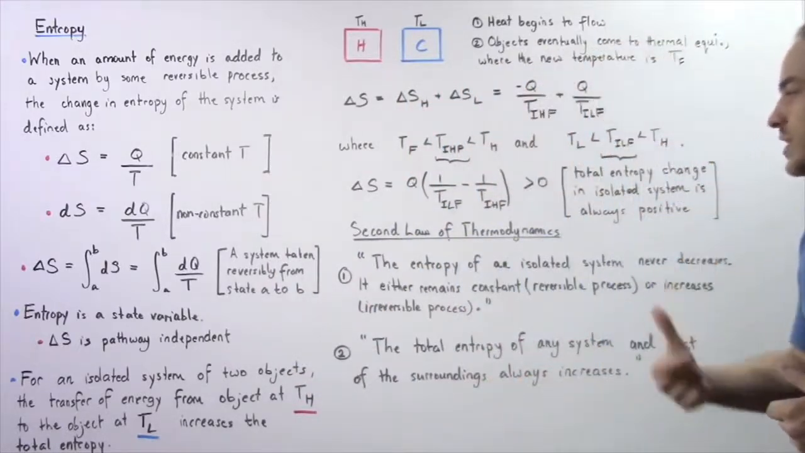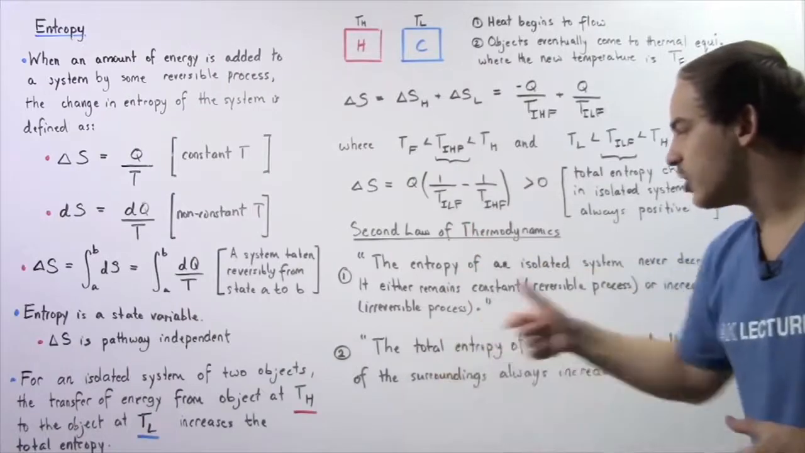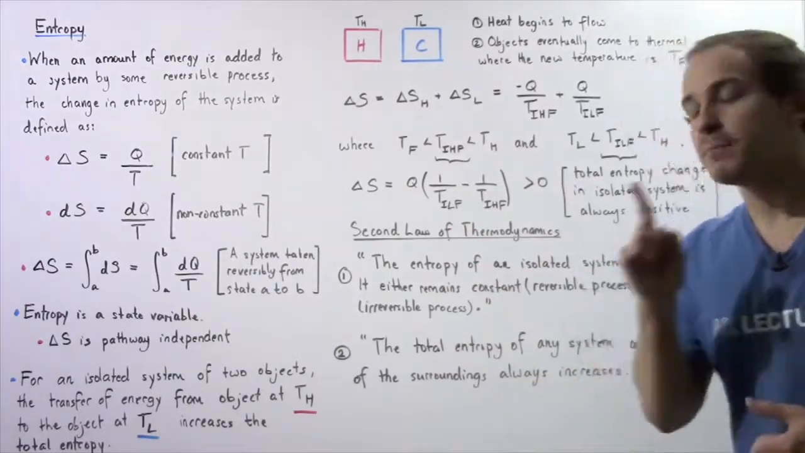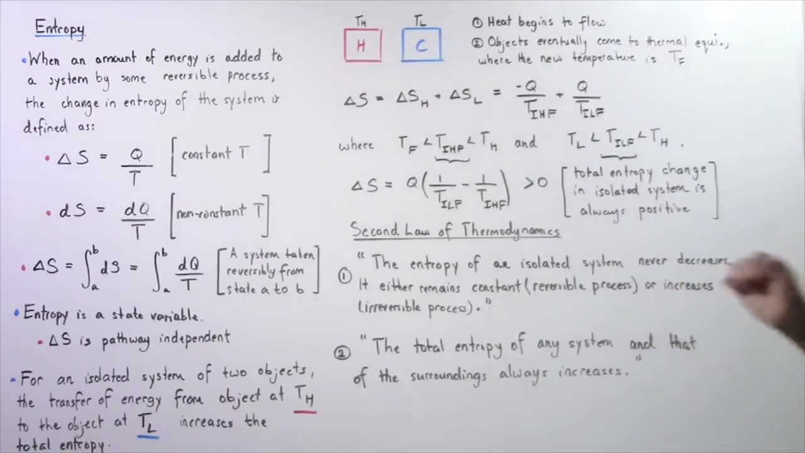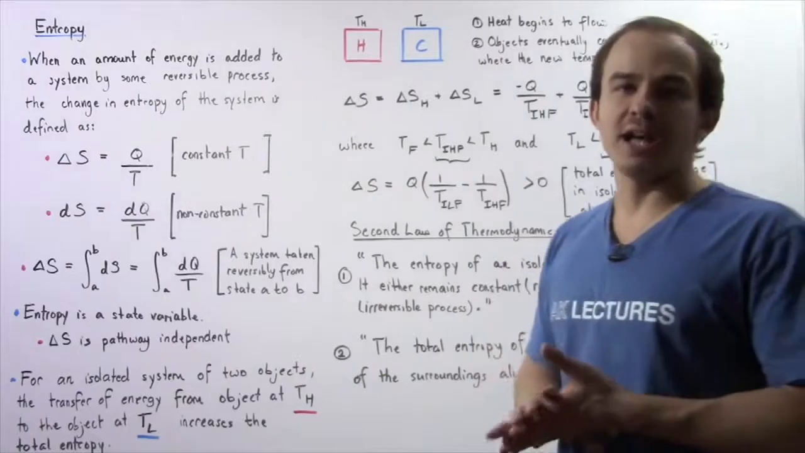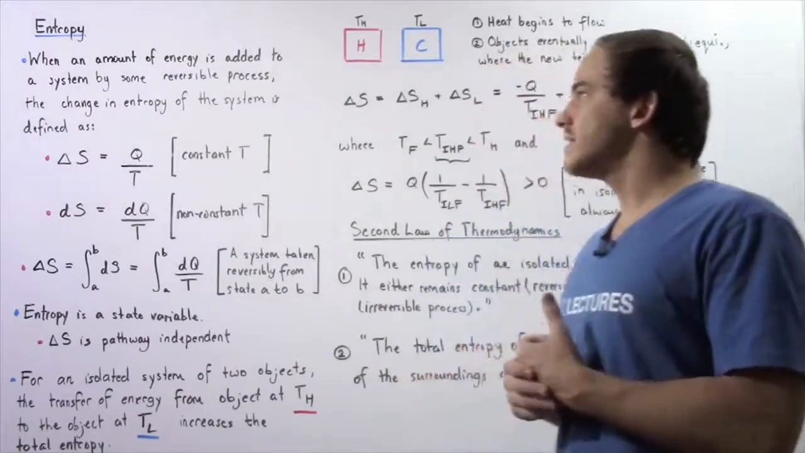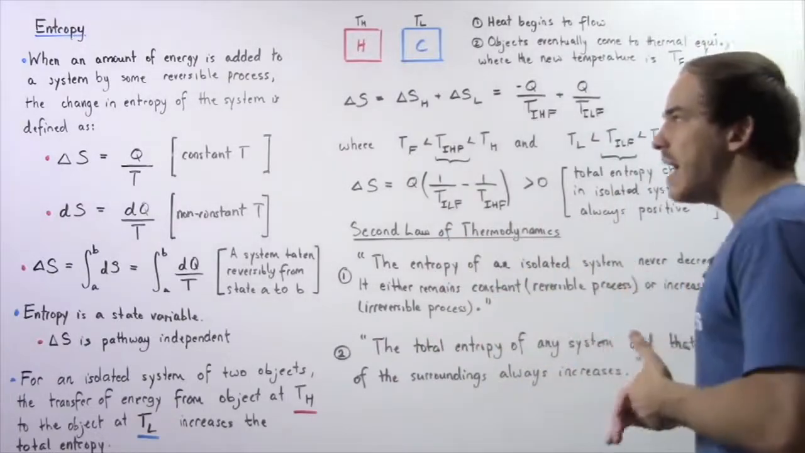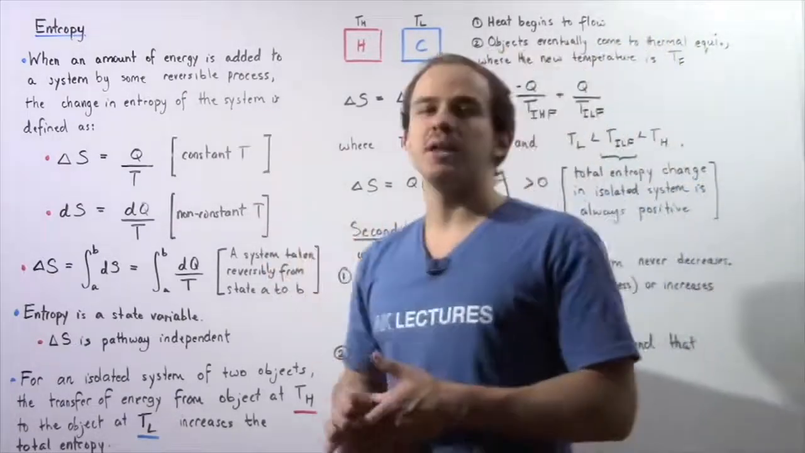that means we can restate this version in the following way. The total entropy of any system plus the entropy of the surroundings always increases in any real process. So that basically means that we define the second law of thermodynamics using this concept of entropy.